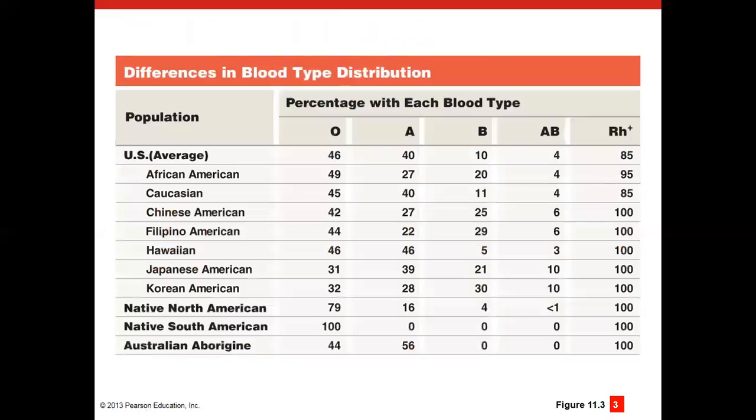There's a table that kind of illustrates percentages of each blood type. So in the US and other territories.